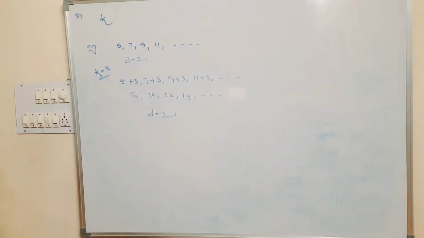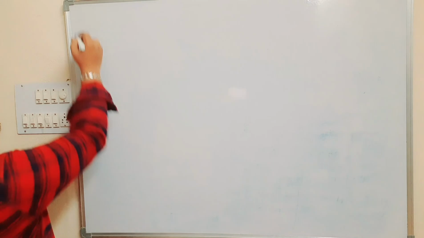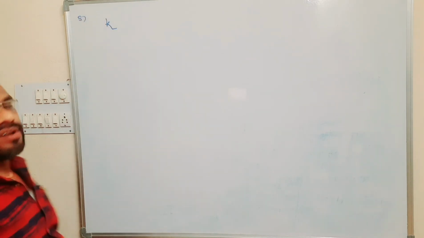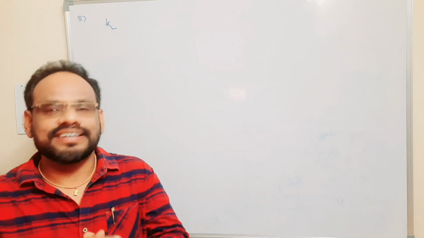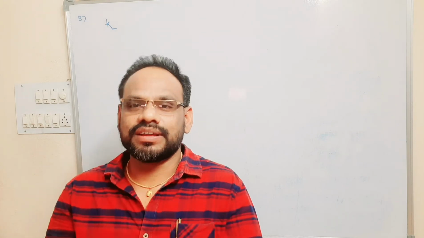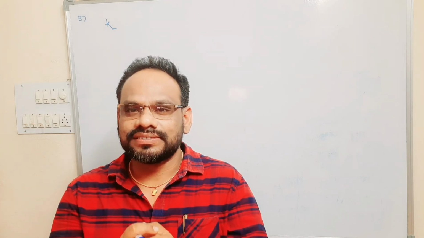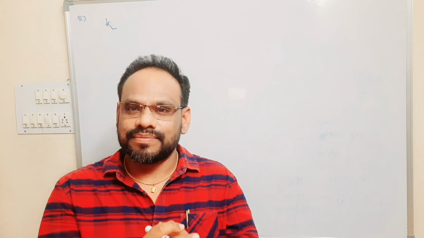Next one. If a non-zero constant term k is multiplied or divided by each term of an arithmetic progression with common difference d, then the resulting sequence is also in arithmetic progression with common difference dk if it is multiplication, or d by k if it is division.